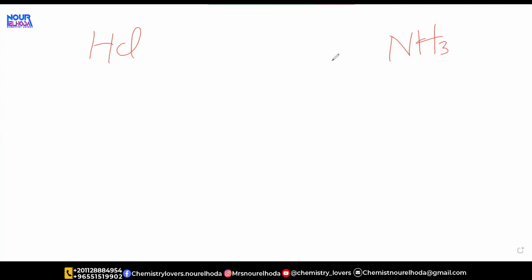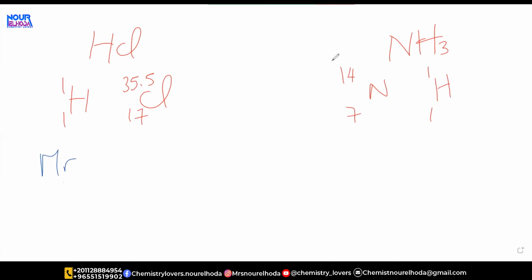From the periodic table, I'm going to find hydrogen 1 and 1, with chlorine 35.5 and 17. For here, again, I have nitrogen 14 and 7. For hydrogen, I have 1 and 1. So to calculate both MRs, I'm going to take the total. Everyone, this is states of matter. This is topic 1 in the syllabus.